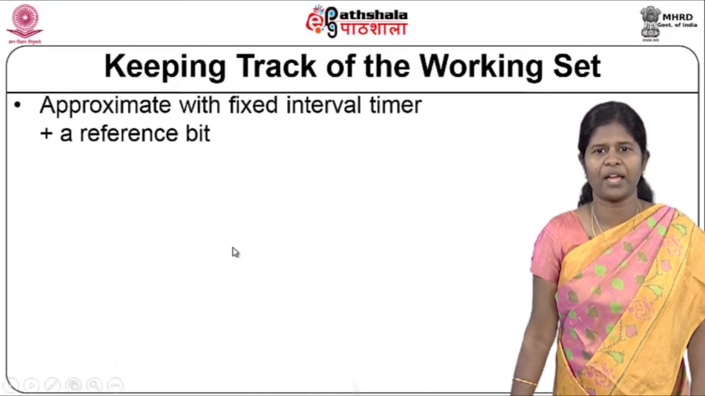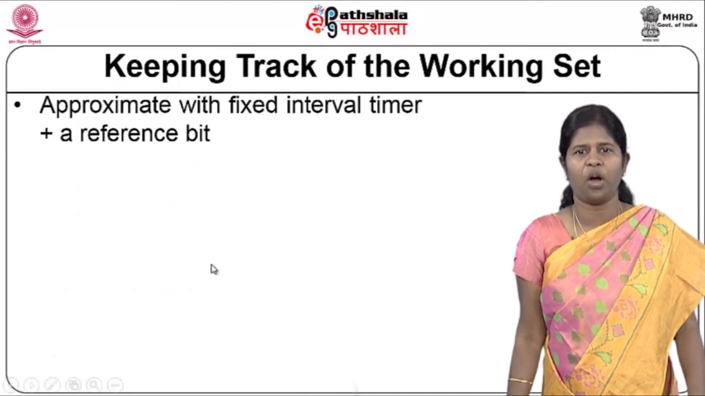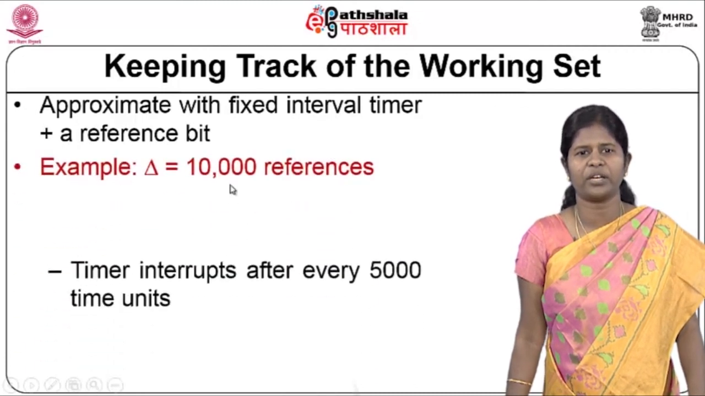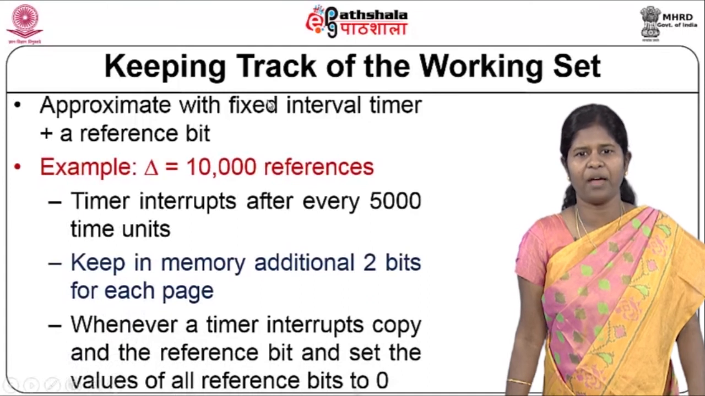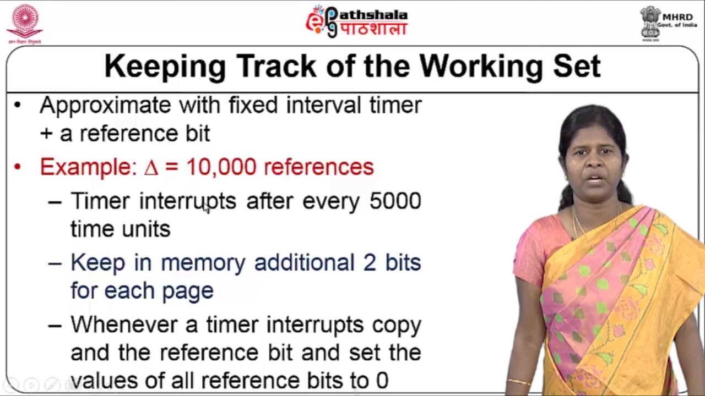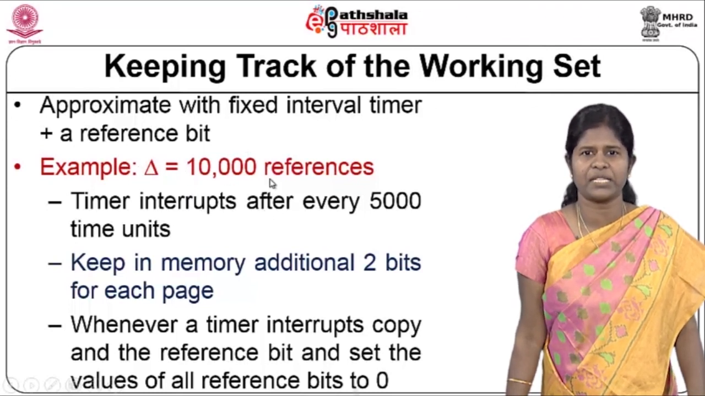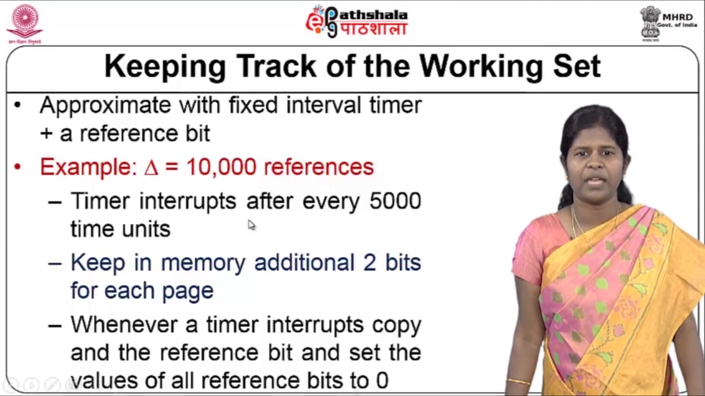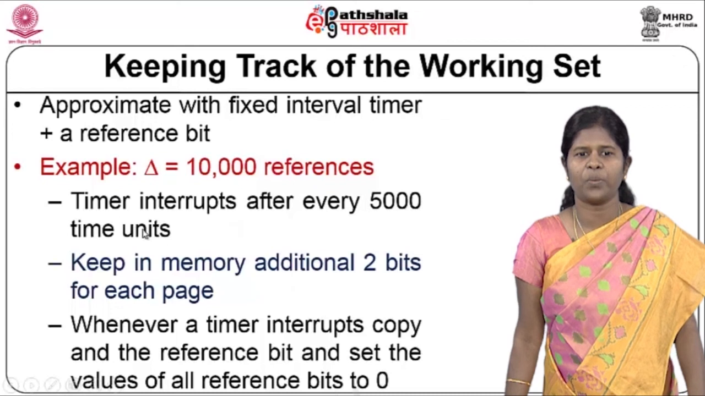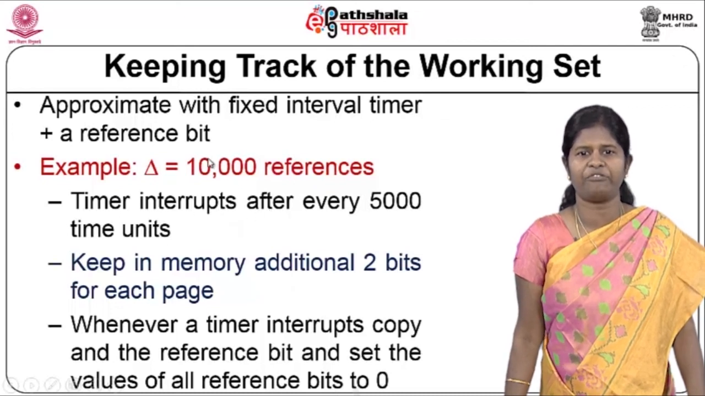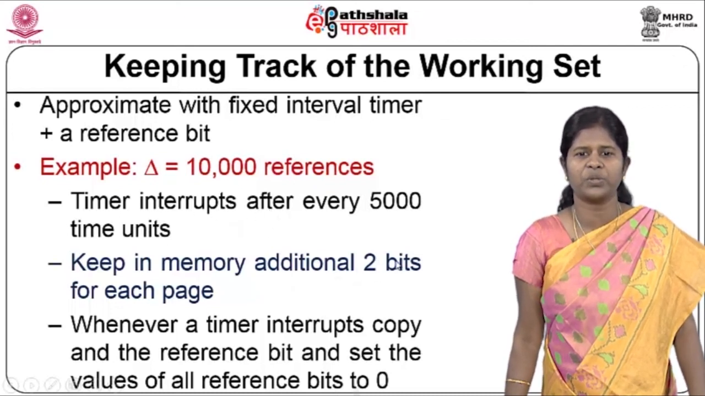So, for keeping track of the working set of a process, what you can do is have a fixed interval timer and a reference bit, and the timer can interrupt every 5000 time units. Say, for example, if delta is equal to 10,000 references, you can have 2 additional bits kept for each page. Whenever the timer interrupts, the reference bit is copied onto these bits.